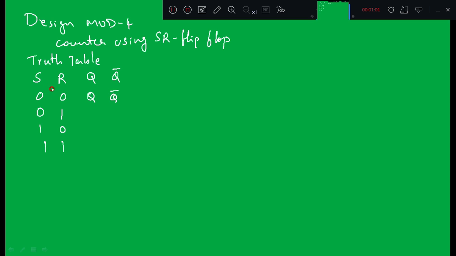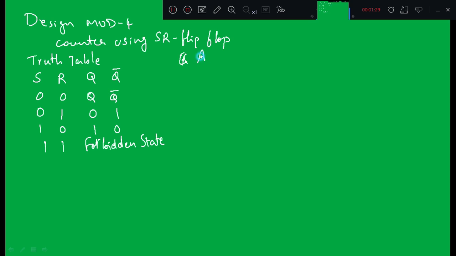When S is 0 and R is 1, the flip-flop is going to reset. When S is 1 and R is 0, the flip-flop is going to set. And when S and R are both 1, then we will be having a forbidden state as per the basics of SR flip-flop. We call that state as forbidden state because the Q and Q bar are not complement to each other.